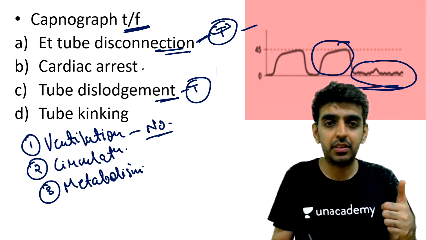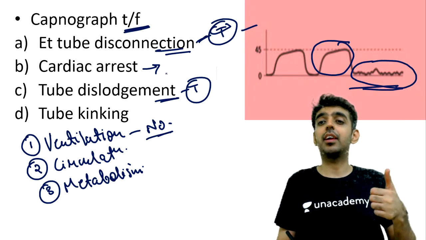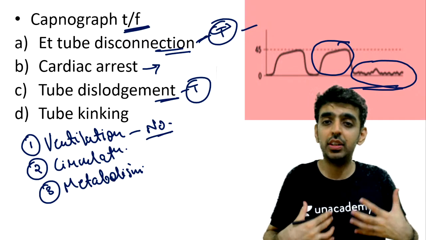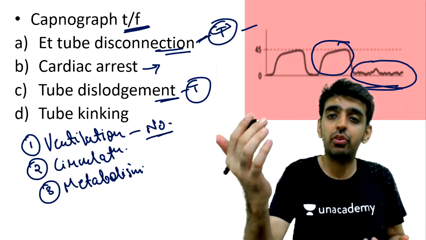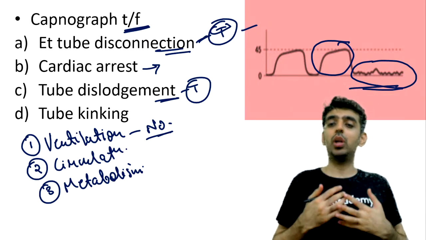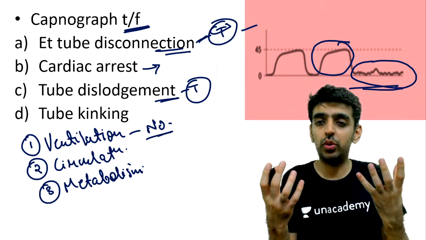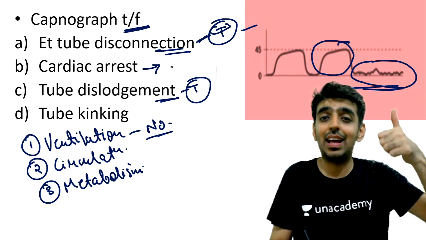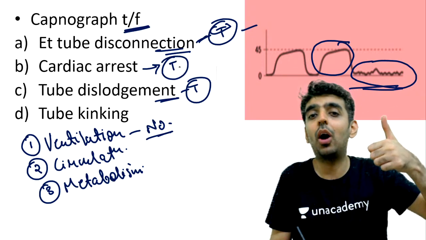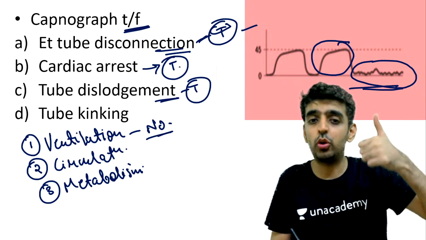What about cardiac arrest? In cases of cardiac arrest, there is no blood circulation happening to send the carbon dioxide from the cells to the alveoli, and from the alveoli to be expired out to the atmosphere, right? Yes, people, did you get this? So in cardiac arrest also we get sudden flattening out of the EtCO2 graph.